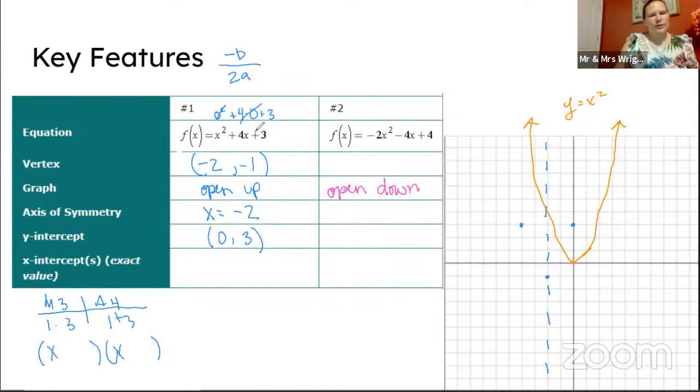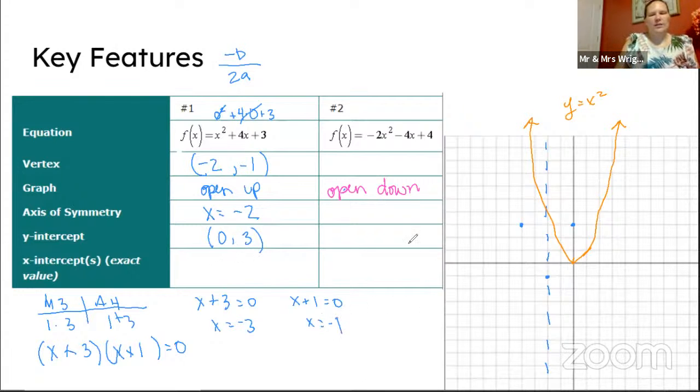And I know that the signs in my factors are going to be the same, and they're both going to be positive or plus. So I've got plus on both of these. And then I've got 3 on one and 1 on the other, and they're both equal to 0. So if they're both equal to 0, I can set them each equal to 0. X plus 3 equals 0, and x plus 1 equals 0. And then I'm going to solve for x. So x equals -3, and x equals -1, okay?